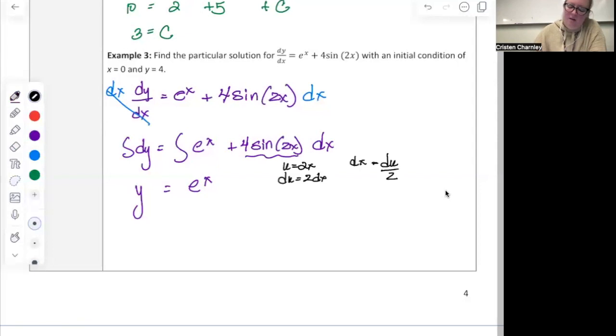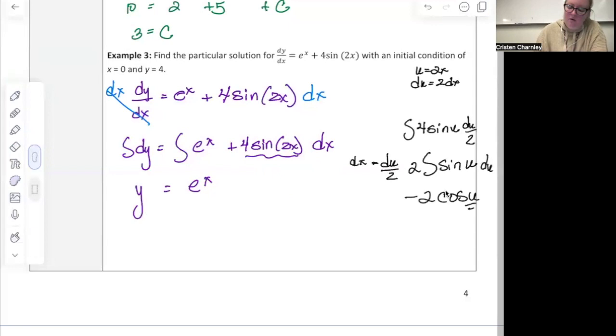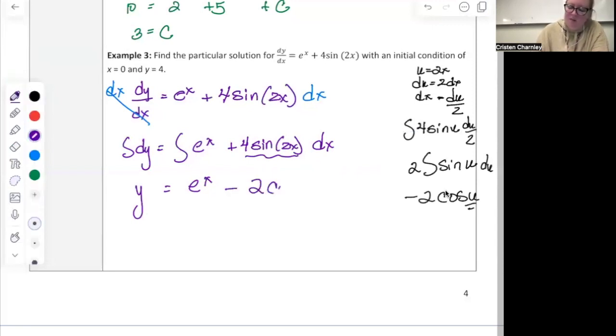So this will be, if I write this out over here on the side, 4 sine of u, and in place of dx, I'm going to put du over 2. The 4 over the 2 becomes 2 integral of sine of u. The antiderivative of sine is negative cosine. Negative 2 cosine of u, and then I'll replace this u with the 2x when I rewrite it. Let me scooch these out of the way. There we go. So this becomes minus 2 cosine, I'm going to replace that u with a 2x, plus c.